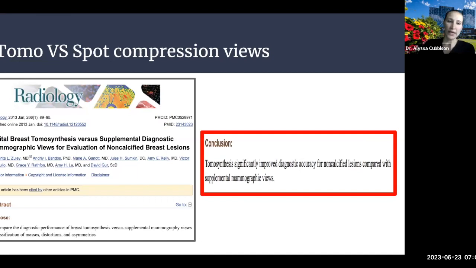This was the article I just referred to, by Zuley et al. Basically, it evaluated the advent of tomosynthesis around 2011. There was a lot of question of whether it replaced the spot compression view. This evaluated it. It didn't go so far as to say that, but they did say that tomosynthesis does improve diagnostic accuracy for a lot of non-calcified findings, and it can decrease some of the supplemental mammographic views. So kind of interesting.